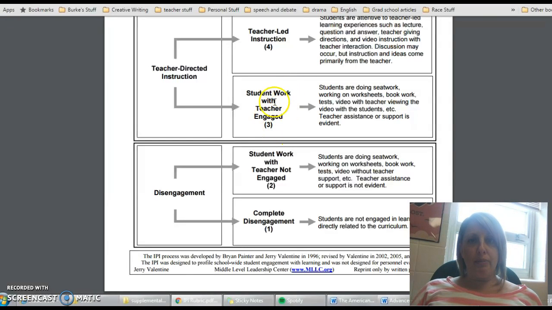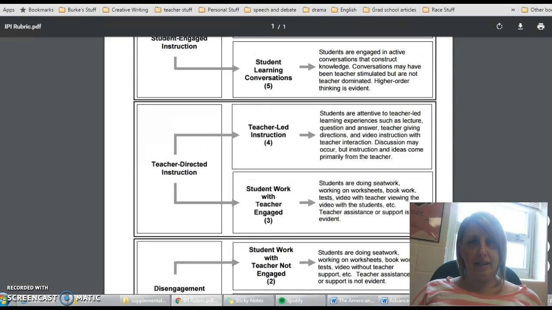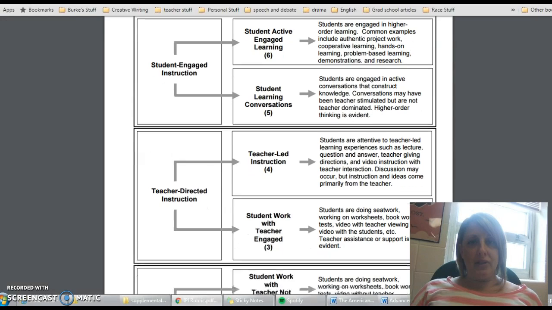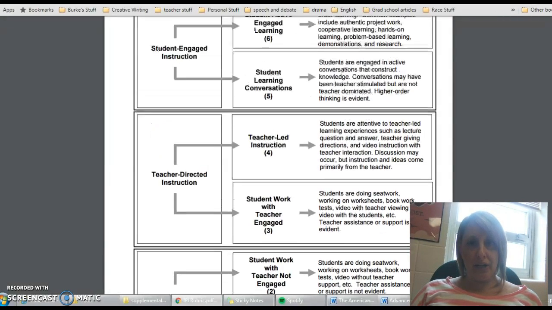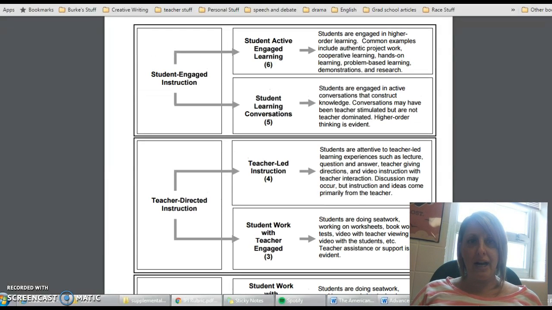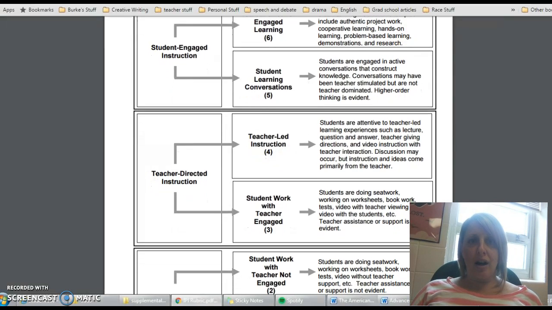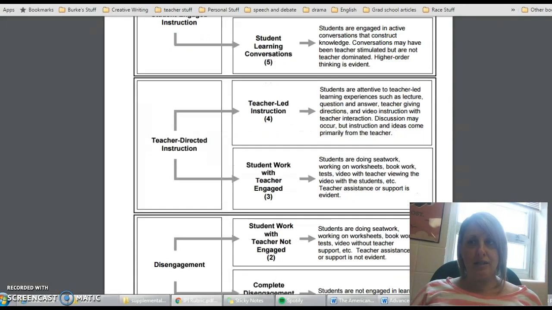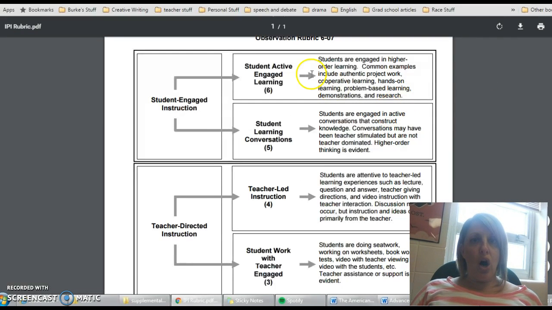Then if we go up to numbers 3, 4, 5, and 6, what I want you to understand when we start looking at these numbers is these numbers do not indicate a hierarchy. One number is not better than the other. They just indicate different types of student engagement and different levels of thinking that are going on. All of these are critical to the school environment.